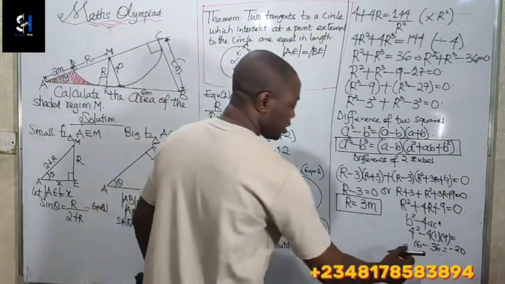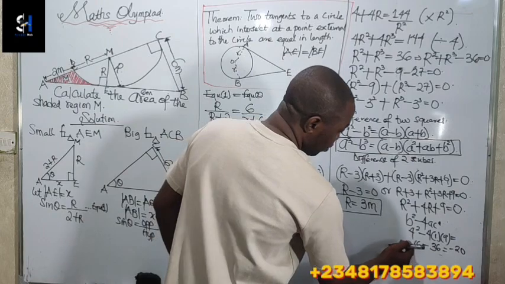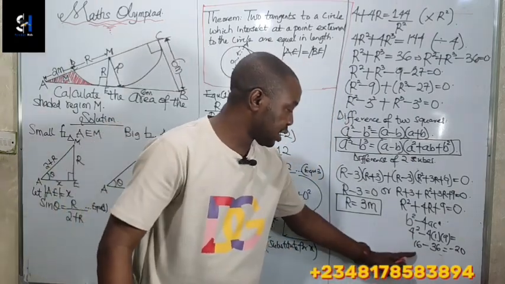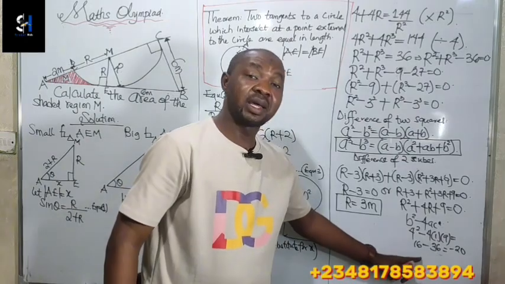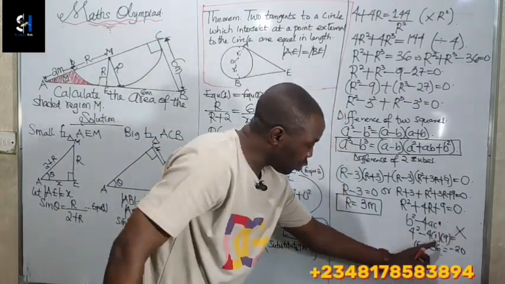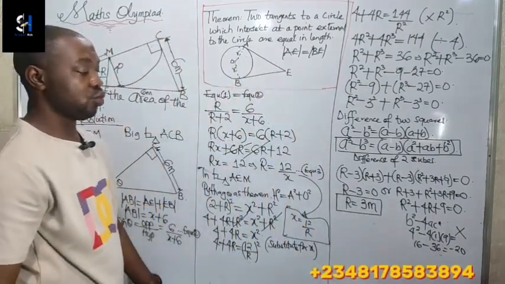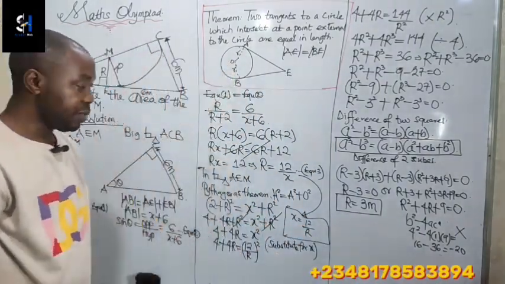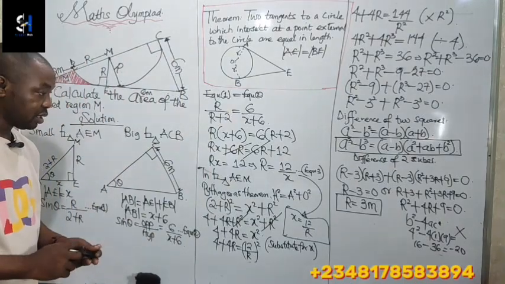So when we use the discriminant here to check whether or not we can get a real root, this is not going to work. So the value of r will be 3 meters. The value of r will be 3 meters.